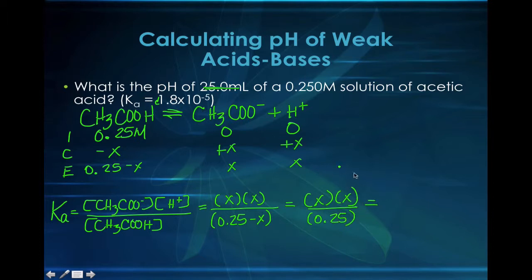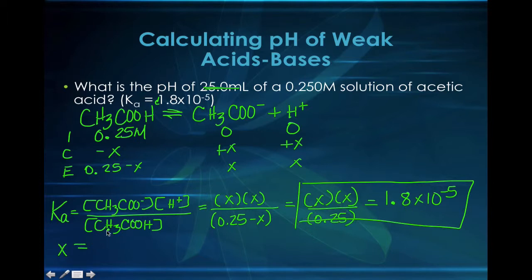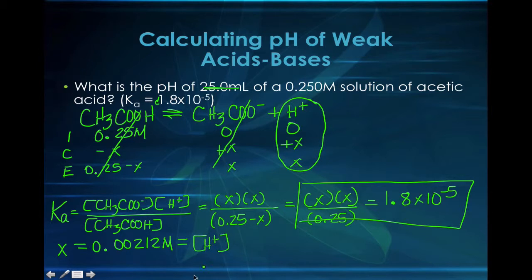And we know from the Ka they gave us that all that is equal to 1.8 times 10 to the negative fifth. So when I take this and rearrange and solve for x, what I find is that x is equal to 0.00212 molar. Okay, so if x is 0.0021 molar, I look back up in my problem. This does not matter anymore to me. What really matters is the H plus because we're trying to calculate the pH. So I know that the H plus concentration is equal to x, and x is equal to this. So that x is equal to my H plus concentration.